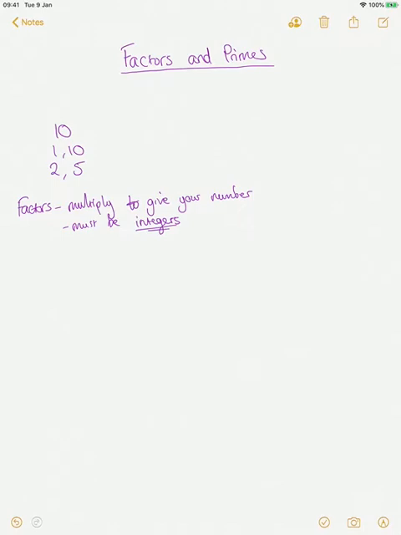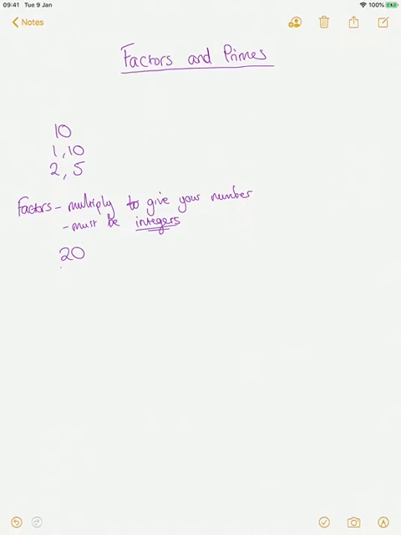So have a go at writing out all the factors of 20. I'll go through it in a second, so just pause the video to give yourself a bit of time, and now I'll go through it.